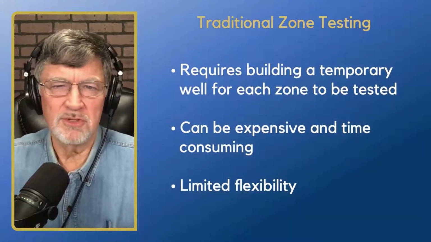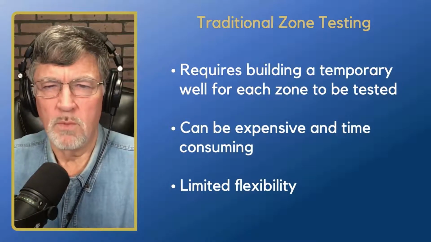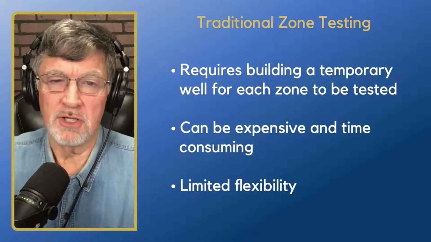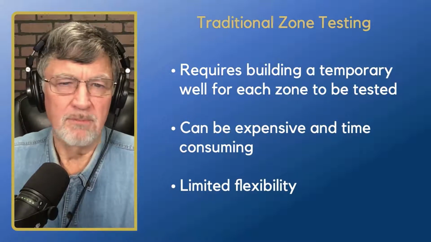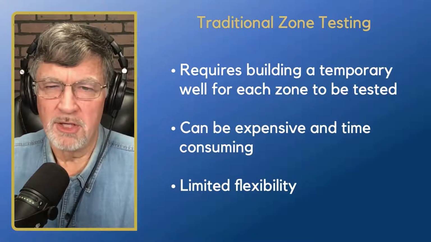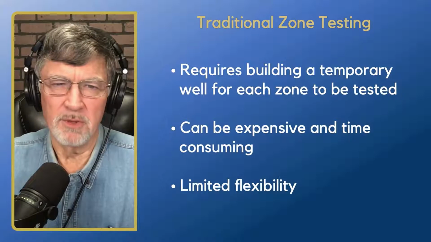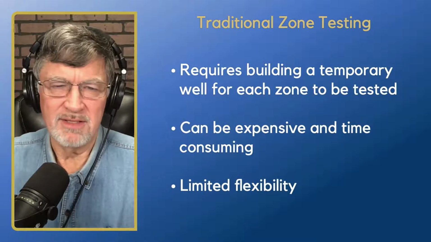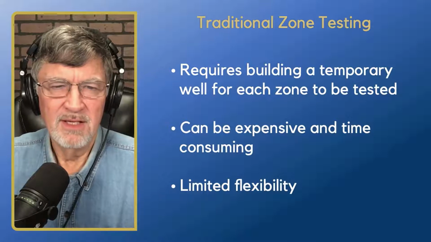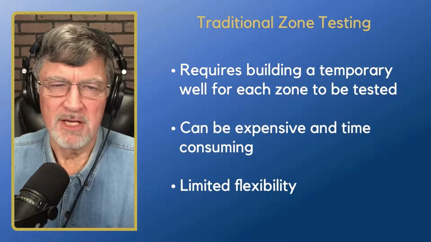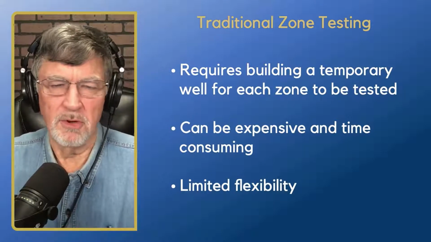So with traditional zone testing, it requires that we build a temporary well for each zone to be tested. So we usually start at the bottom, and then we're going to pull out each well, and then we're going to do some fill, and then we're going to put some bentonite down. We're going to put a sand layer and a temporary screen in there, and then another sand layer, and then some bentonite on top of that. We're going to put a pump in, and so we're isolating that specific zone.